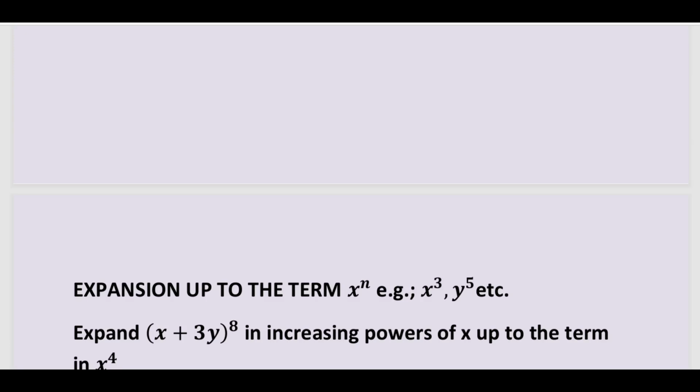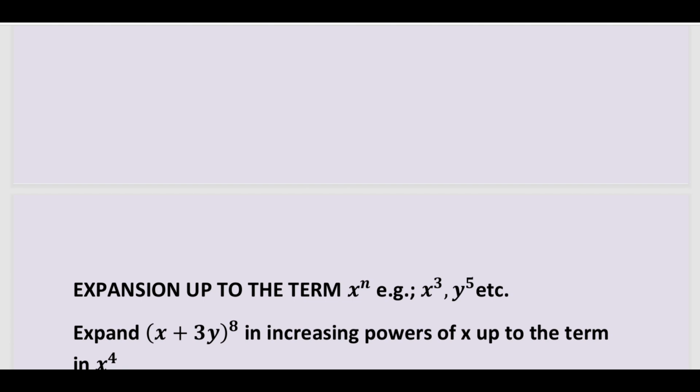Welcome again. Today we are looking at expansion up to the term x raised power n. A good example is x raised power 3 or y raised power 5. If you are told to expand a given expression or a given binomial until you obtain x raised power 3 or x raised power 4 or y raised power 6, whatever it is, then we're not going to expand it fully.